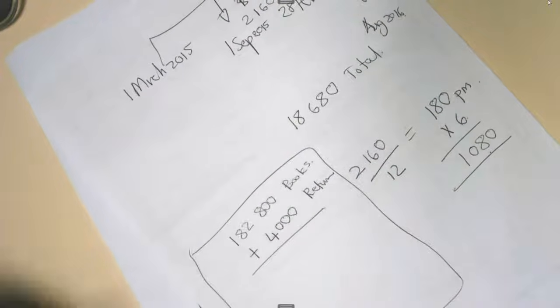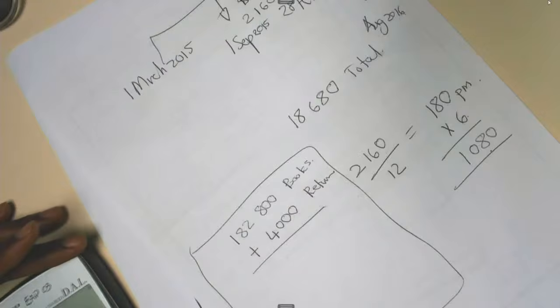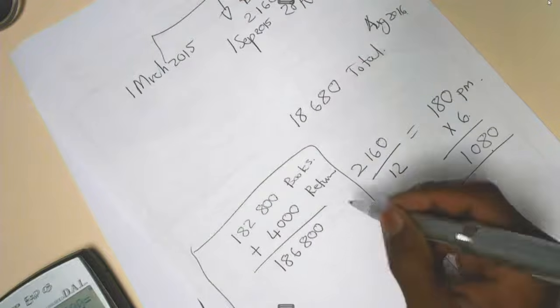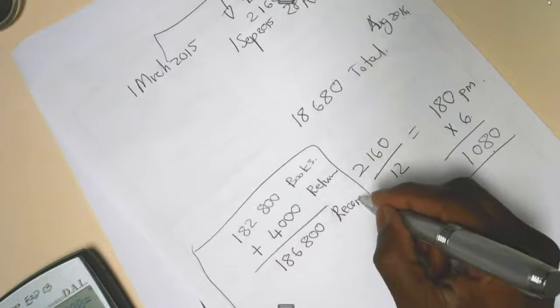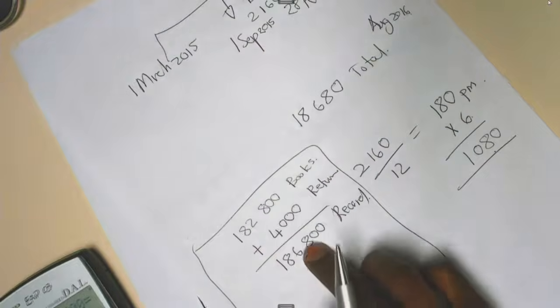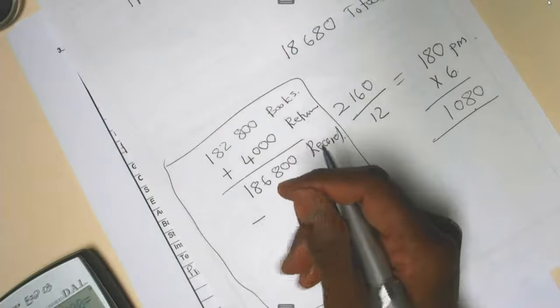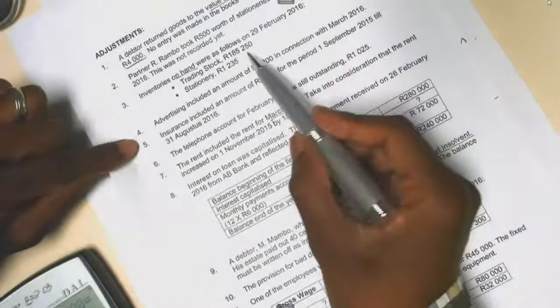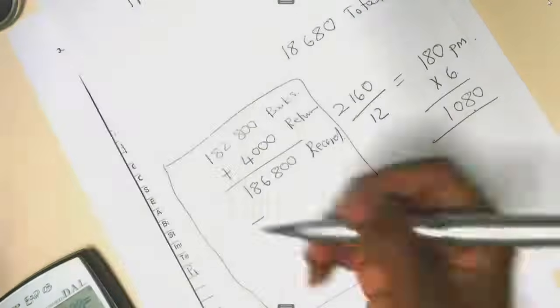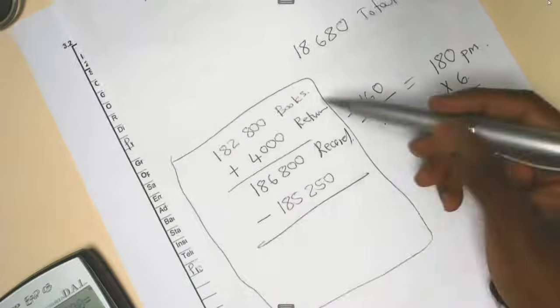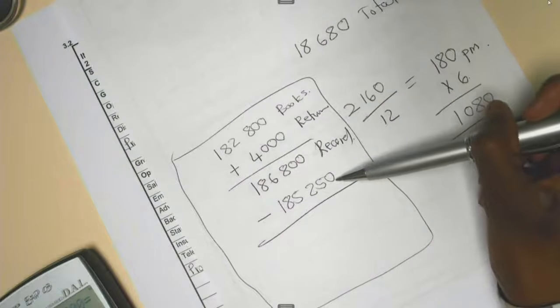Now, when we add the two, the 182,800 plus the 4,000, we will then get 186,800 rand. This is what the records are showing. Our inventory is supposed to be this. But when we do our physical stock count, we end up with a figure of inventory on hand of 185,250.